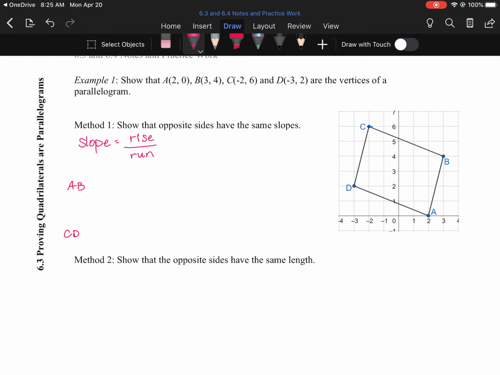Then I'll go CD because those two should be equal if it's a parallelogram. So I'm going to do my rise over my run. So 1, 2, 3, 4 over 1. So C to D is 4 over 1, which is just 4. And then A to B is over 1, up 4. So again, rise over run, so that is 4 over 1, so that is 4. So those two check out.